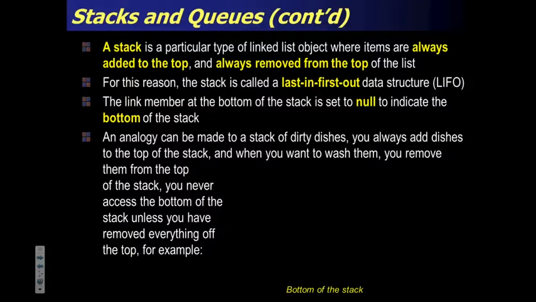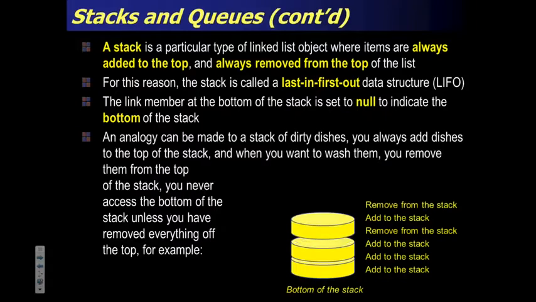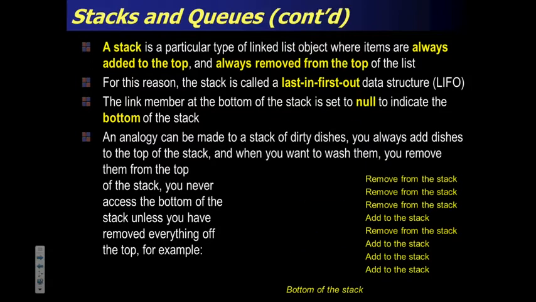Okay, so here's the animation. When you add something to the stack, it always piles on the top of the stack. But when you remove things from the stack, you remove it from the top. So this one here at the very bottom of the stack was the first one in. It'll be the last one out. And this one, which was the last one in, is the first one out. Okay, and that's why it's called the LIFO structure. So that's the stack object.